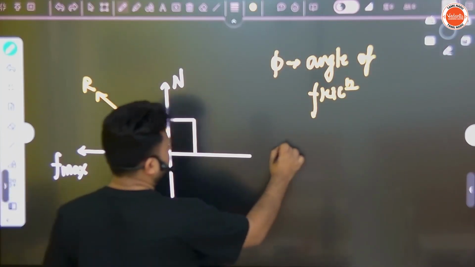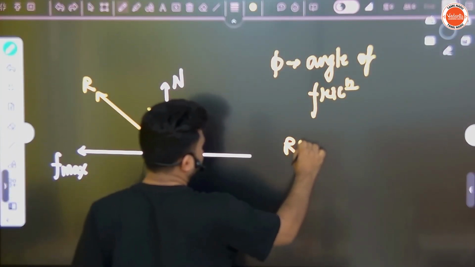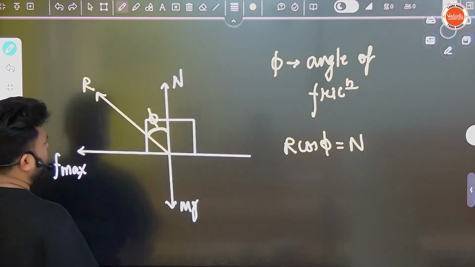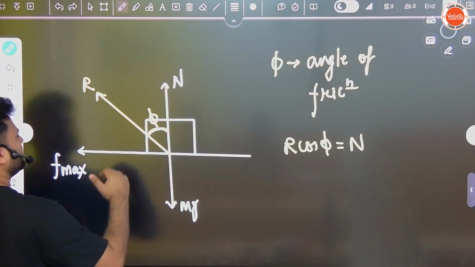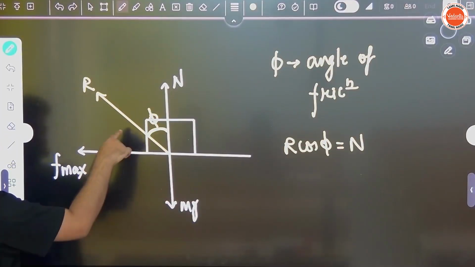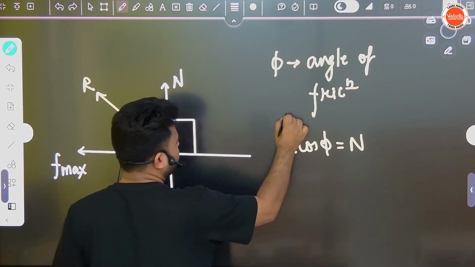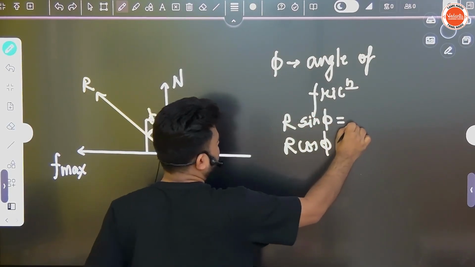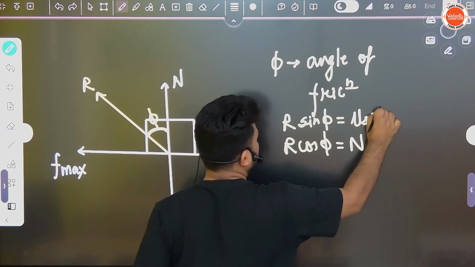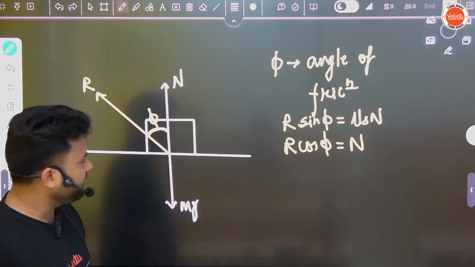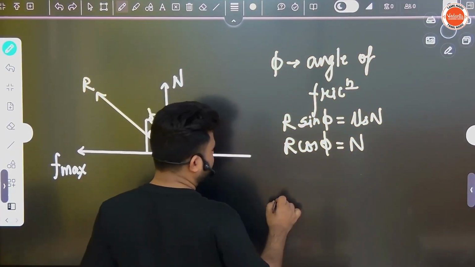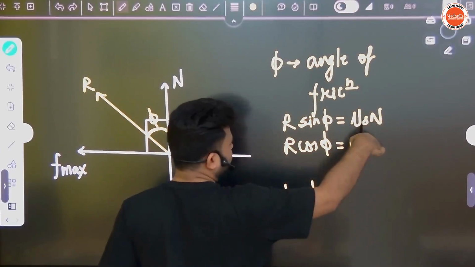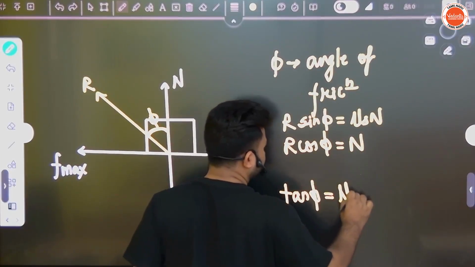Can I write R cos phi equals N, and R sin phi equals F max, and F max we know is mu s into N. This is the maximum value of friction. If I divide these two equations, R will be cancelled. So tan phi equals, this N will be cancelled, equals mu s.